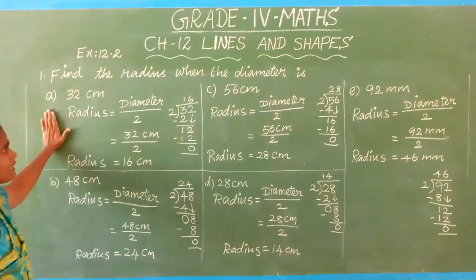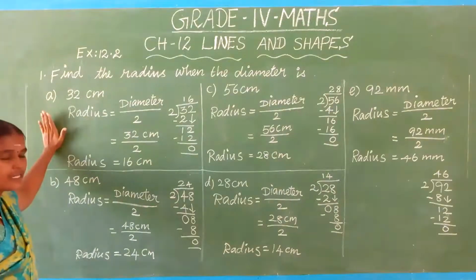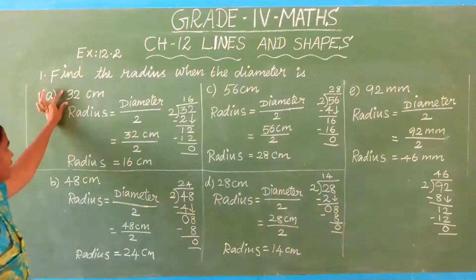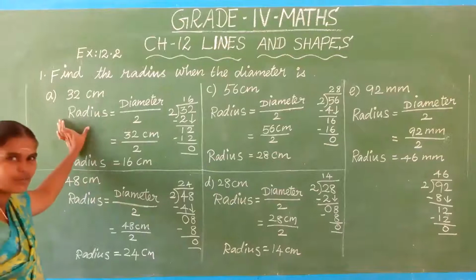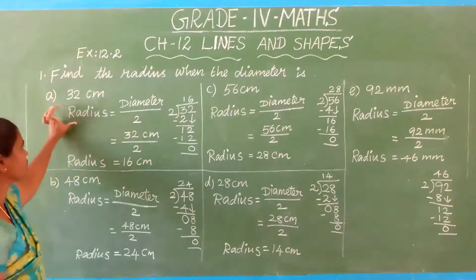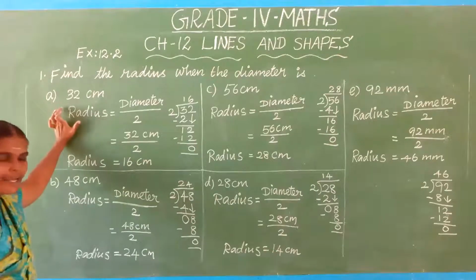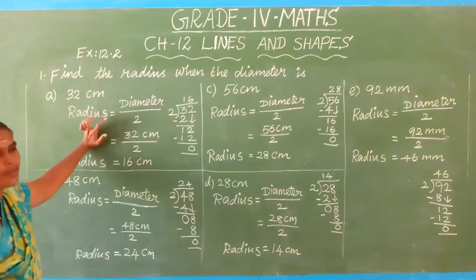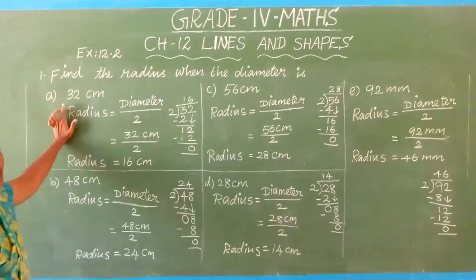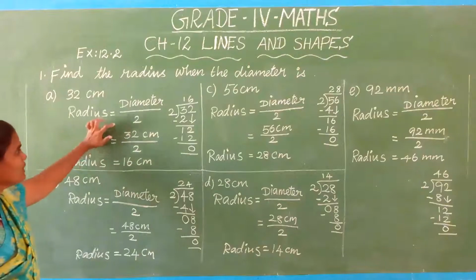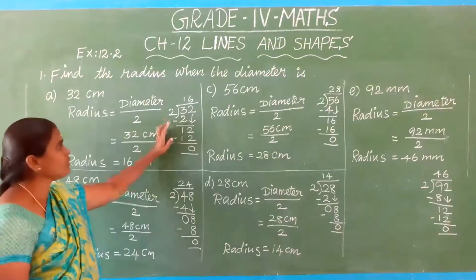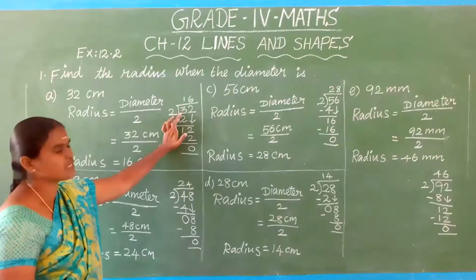So here find the diameter. Sorry, find the radius when the diameter is given. So diameter given, we find the radius means what is the formula? Radius is equal to diameter by 2. This is very important formula. Radius equal to diameter by 2. So diameter is 32 centimeter. So radius is equal to 32 centimeter by 2. Now division. So as division, first we take single digit number.